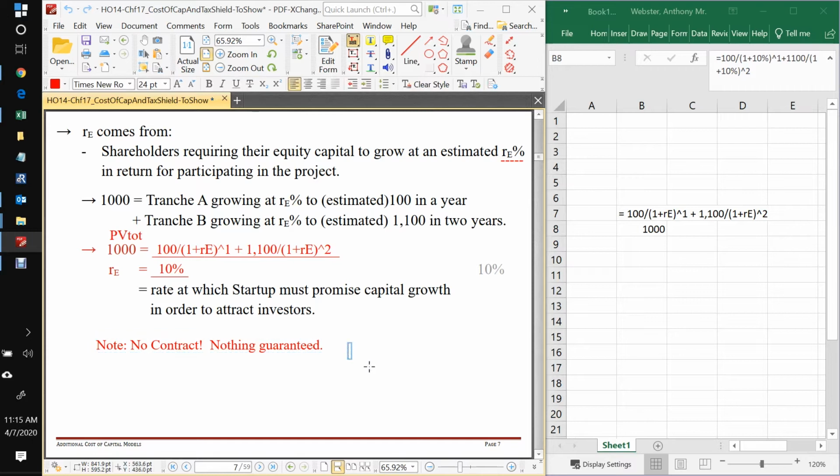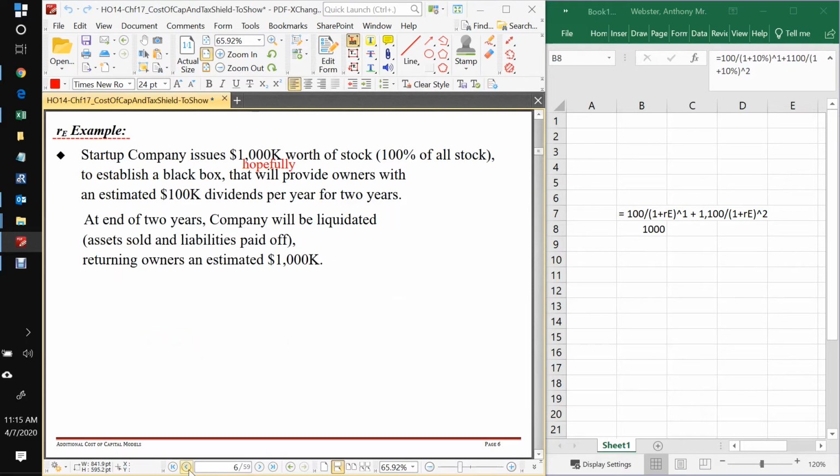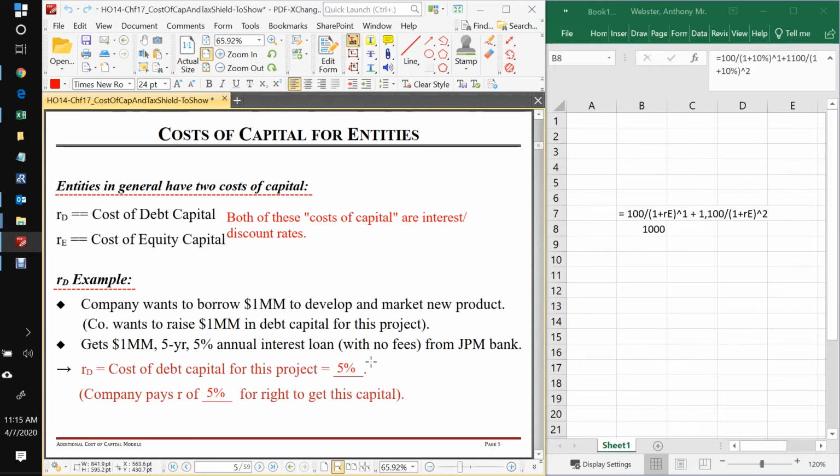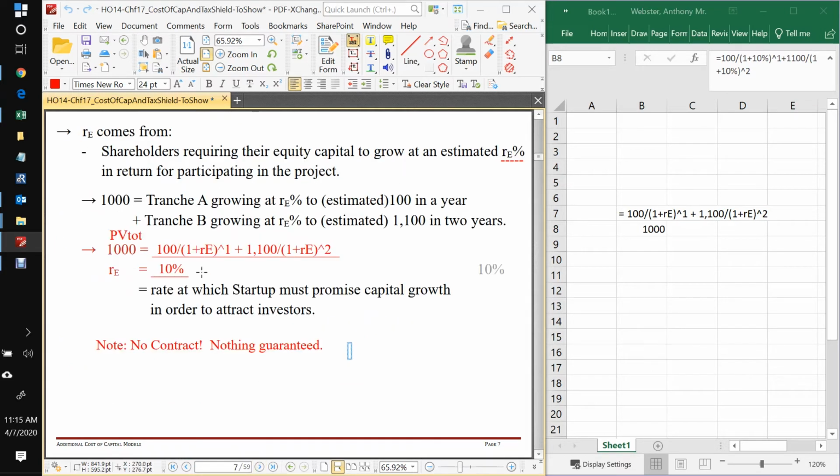That's unlike the situation for debt, where there is a contract and JP Morgan is going to get its 5% unless the company defaults on the contract. Completely different situation here with the special purpose entity. This is what the equity investors are hoping they're going to get. This is what the management of the startup hopes to provide them, but absolutely nothing is guaranteed. And if the equity investors don't get this, they can't take over the company, they can't sue the management, that type of thing.